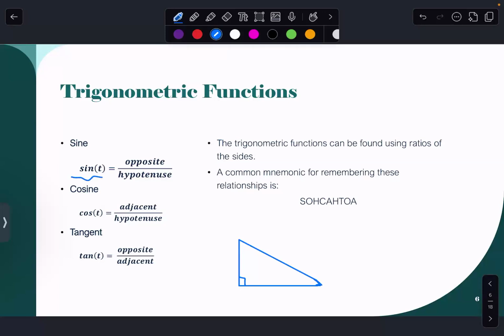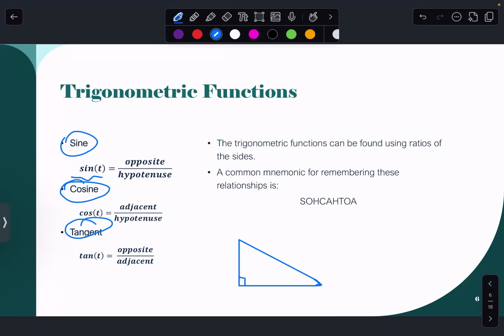So the first one is called sine. But when we write it as a function, you're just going to see S-I-N of T. It doesn't look like sine, but its actual name is sine. And this ratio is the opposite side over the hypotenuse. Cosine, which you'll see is just like cos, right? But it's said cosine of T, that angle, is equal to the adjacent side over the hypotenuse. And then tangent of T is equal to the opposite over adjacent.